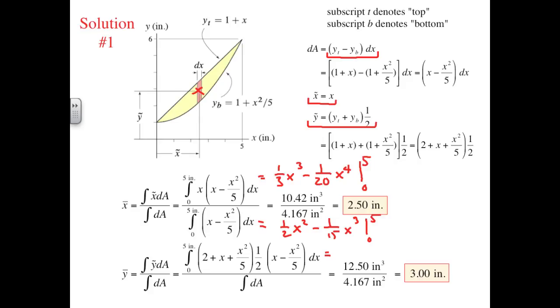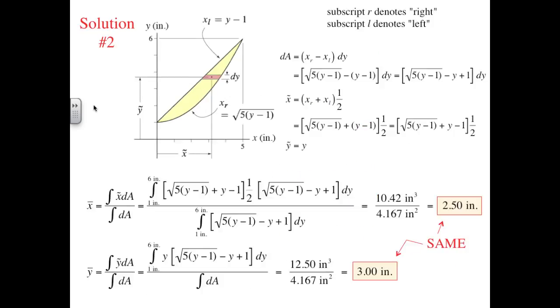The numerator of y bar is a little more work, as we need to multiply through the two terms in parentheses and evaluate the individual terms. Doing so produces 1/2 times the quantity x squared plus 1/5 x cubed minus 1/125 x to the 5th between these limits. And the results give us that x bar and y bar are 2.5 and 3 inches respectively.